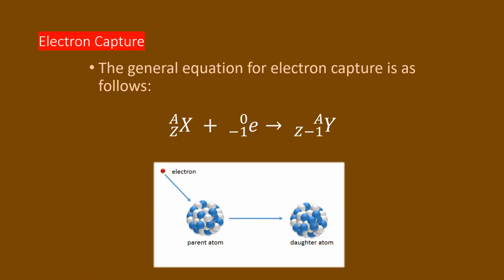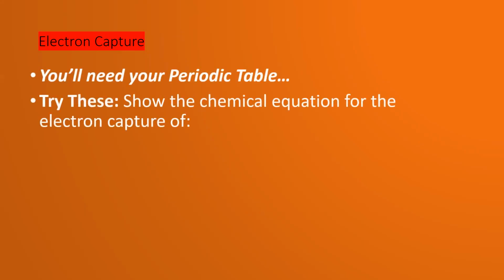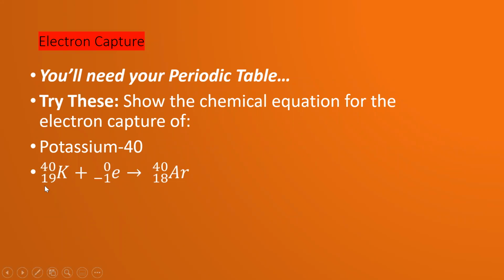I'll do 2 examples, potassium and carbon. On your periodic table, look at the potassium-40 isotope. That means it has an atomic mass of 40. Potassium has an atomic number of 19. Add an electron to that nucleus, and you have got yourself argon. Okay? If you add an electron to that nucleus, you're going to change the nucleus. Now it has 1 less proton, so its atomic number becomes 18.